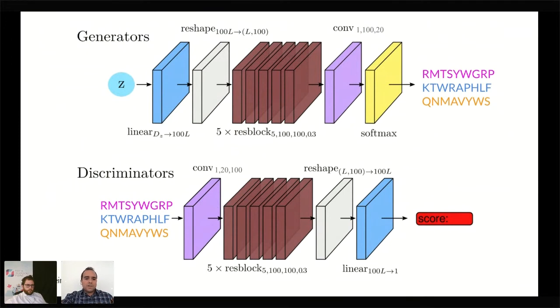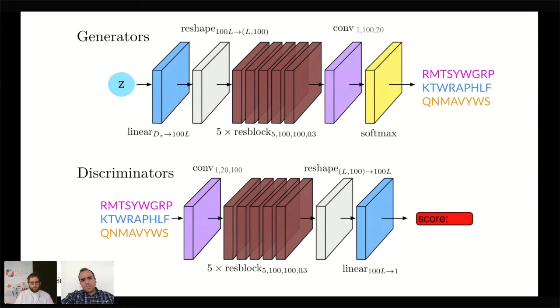And on the other hand, on the discriminator side, we take the batch of generated sequences and the real sequences as the input. And then we have a somewhat reversed architecture compared to the generator. We pass them to convolution, residual block, and then linear, which gives us a score in order to decide whether the generated sequence is good enough or not.